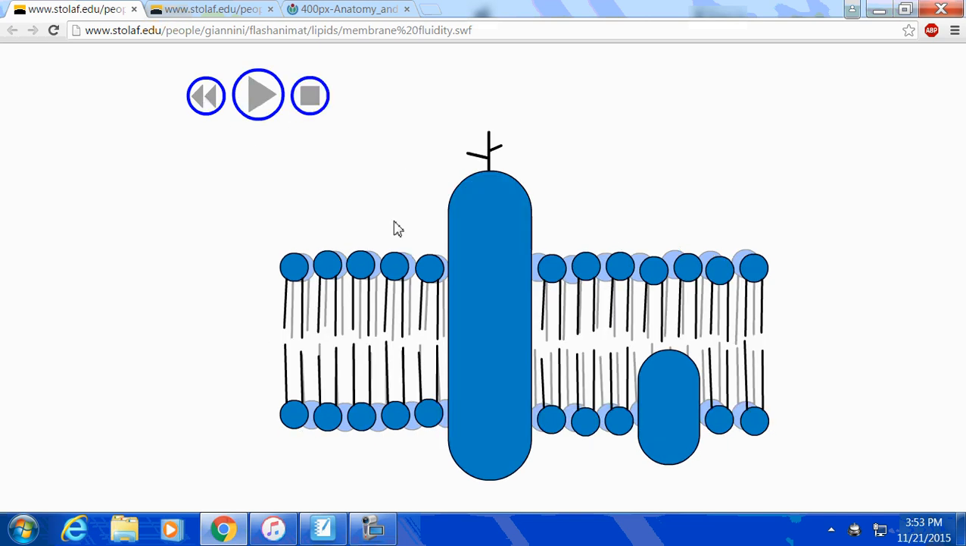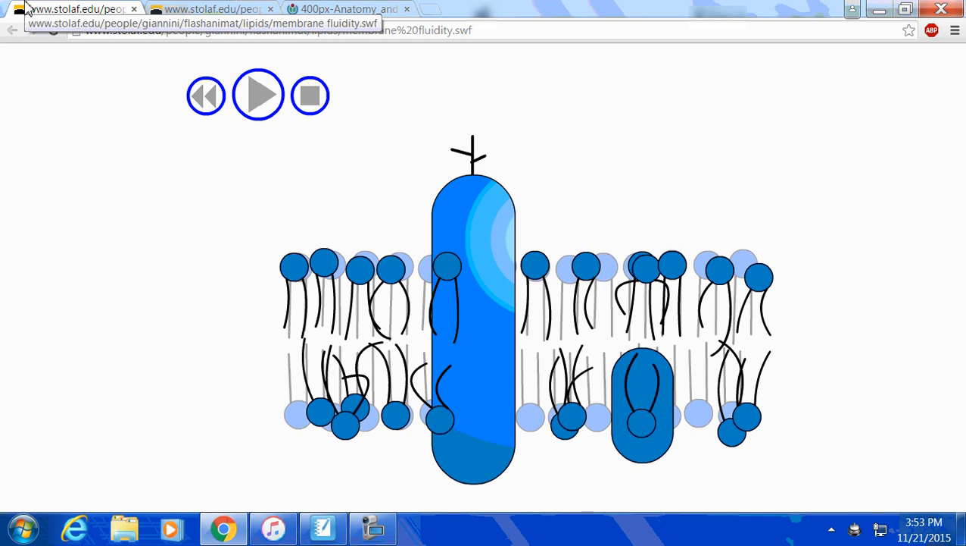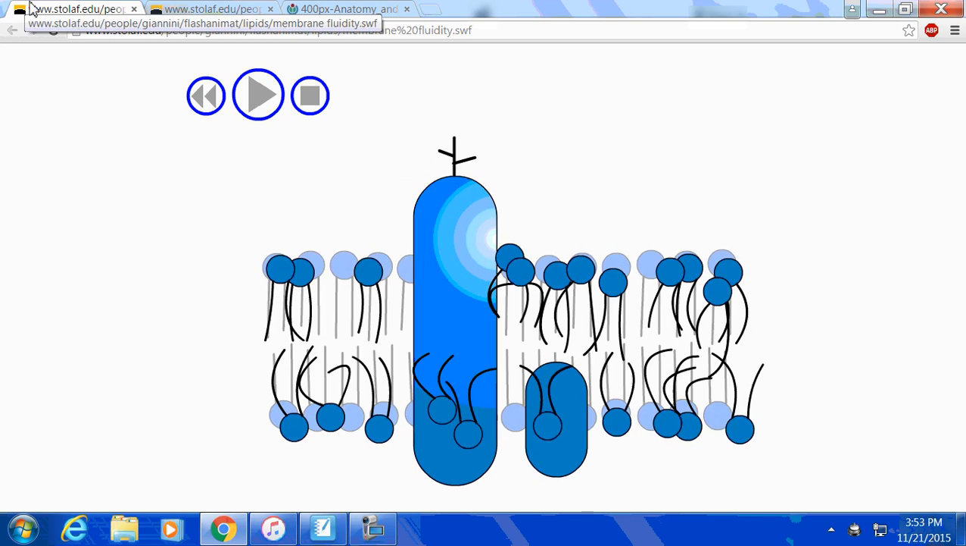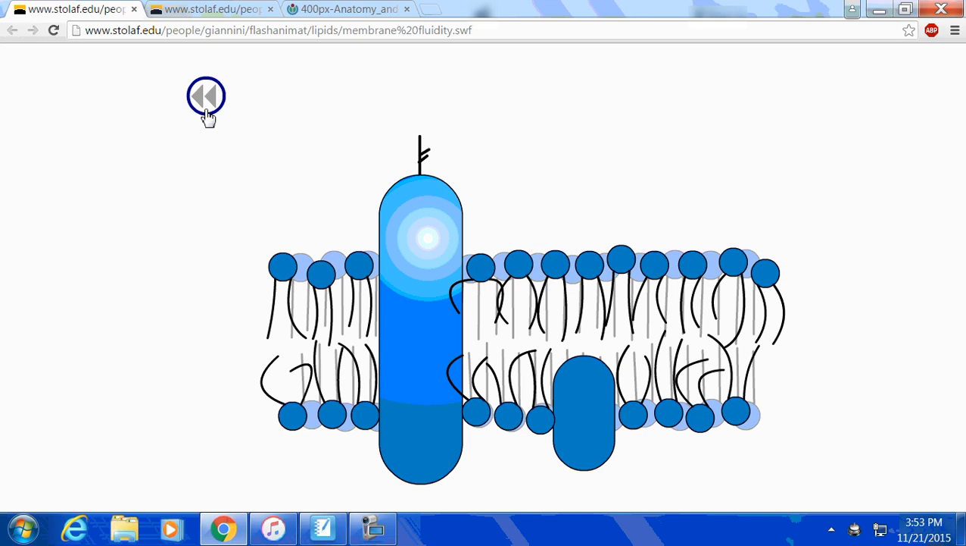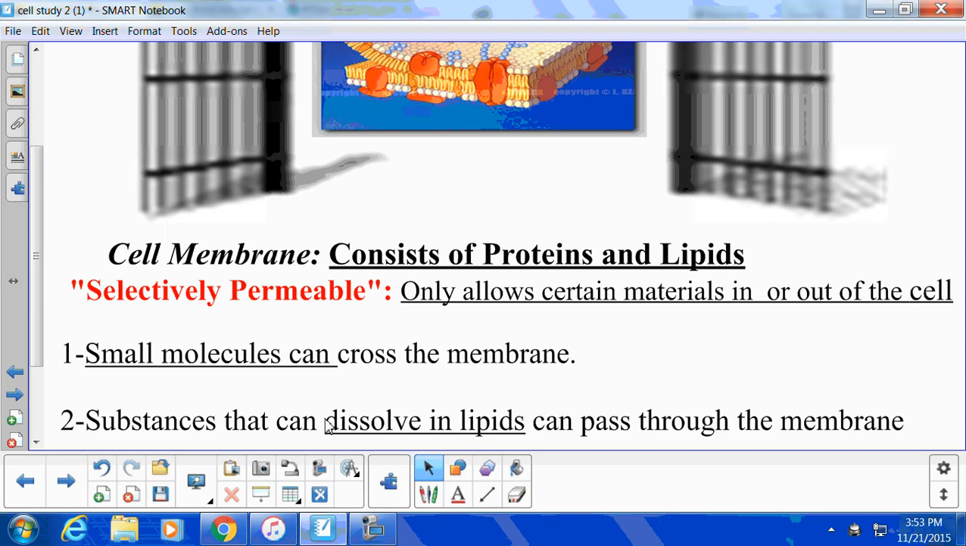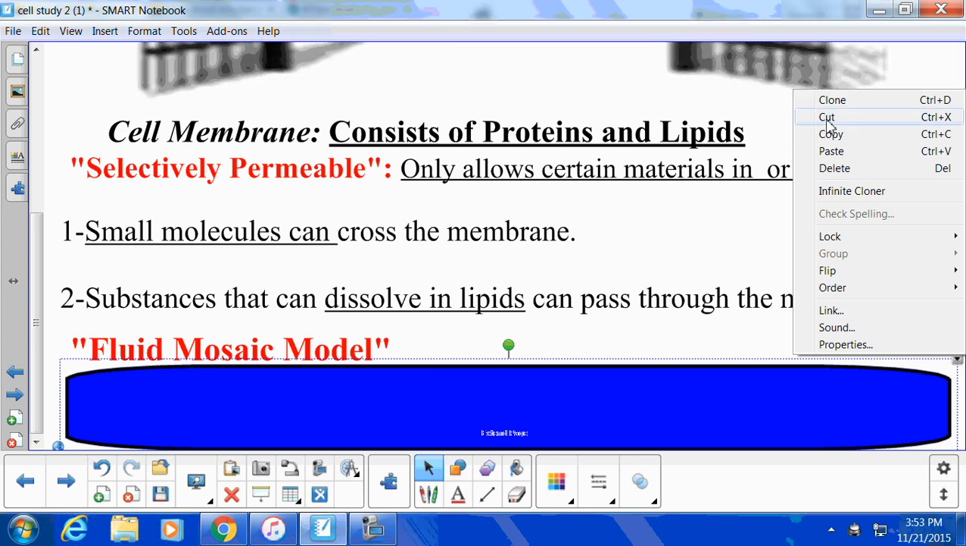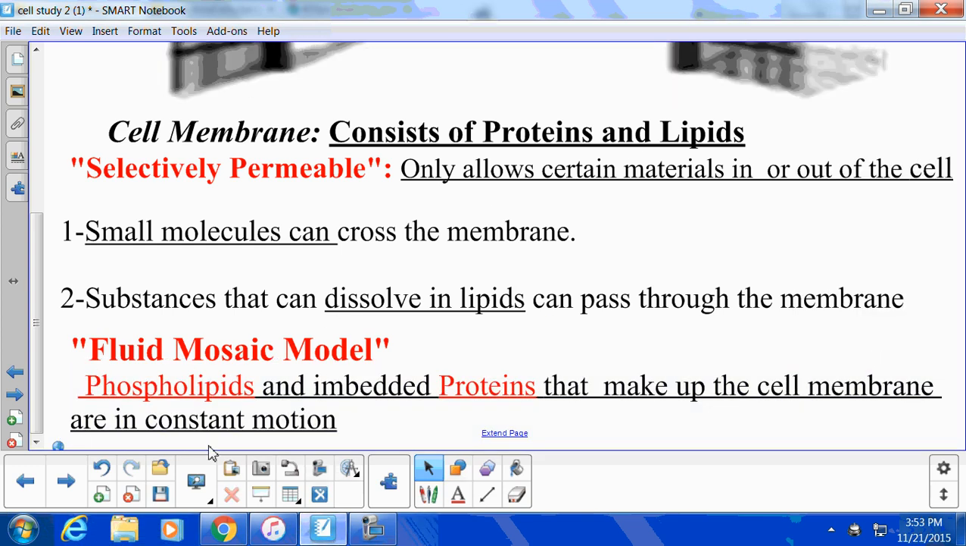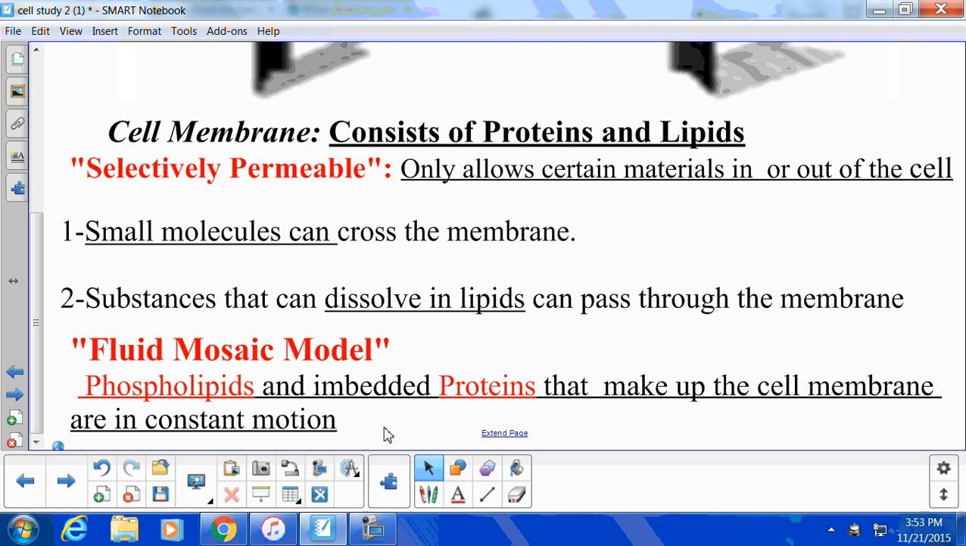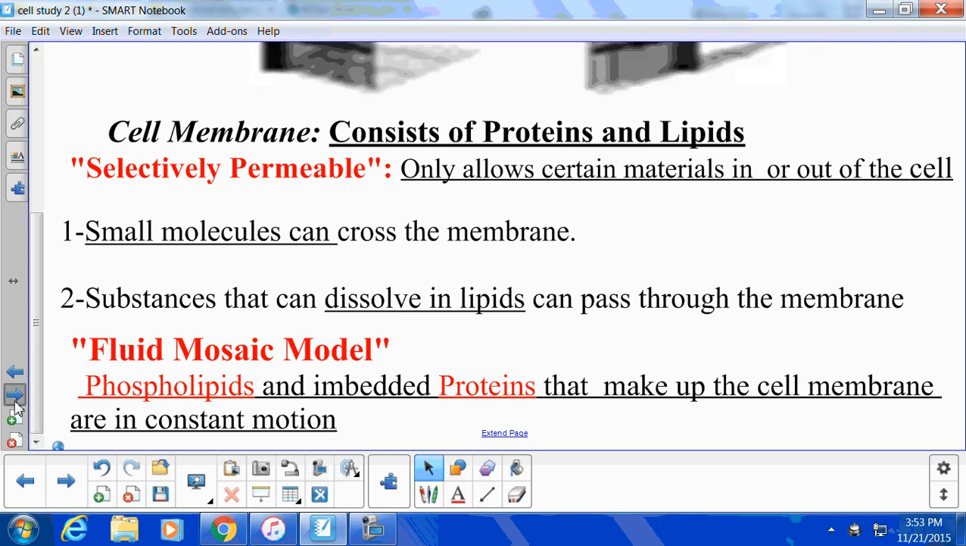In a way, the cell membrane looks like a tile finish. Everything's in place in certain locations, and fluid meaning it's moving. It has a lot of fluidity to it. And so the proteins and lipids are constantly in motion in the cell membrane. And that's why another term associated with the cell membrane is the fluid mosaic model. And in your notes, let's put down what that means. It means that those phospholipids and the embedded proteins that make up the cell membrane are in constant motion. And so we should just keep that in mind.